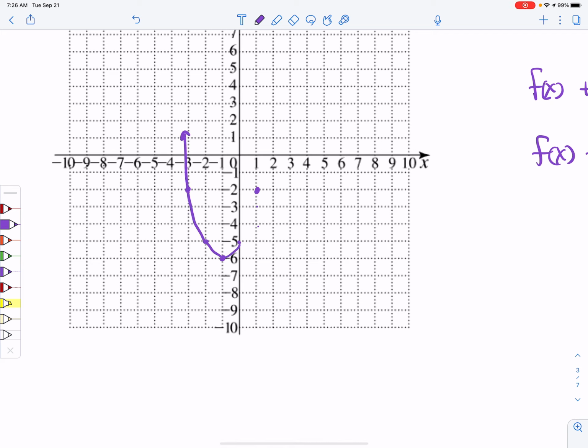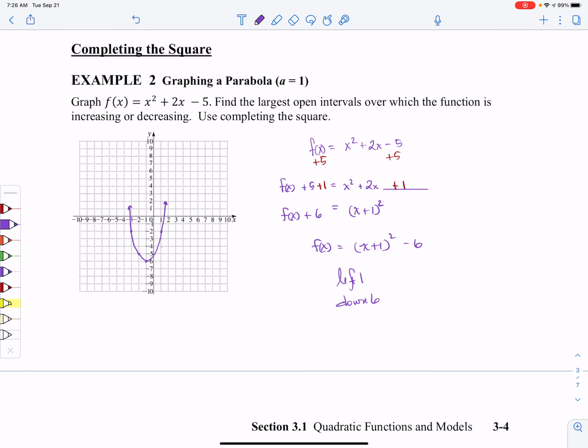Right, left 2, up 4, just like the parent does. Now, I'm also asked to give the intervals of increasing and decreasing. So you'll notice that as you move from left to right, the first thing that's happening is you are decreasing, and you're going to be decreasing from negative infinity to negative 1.